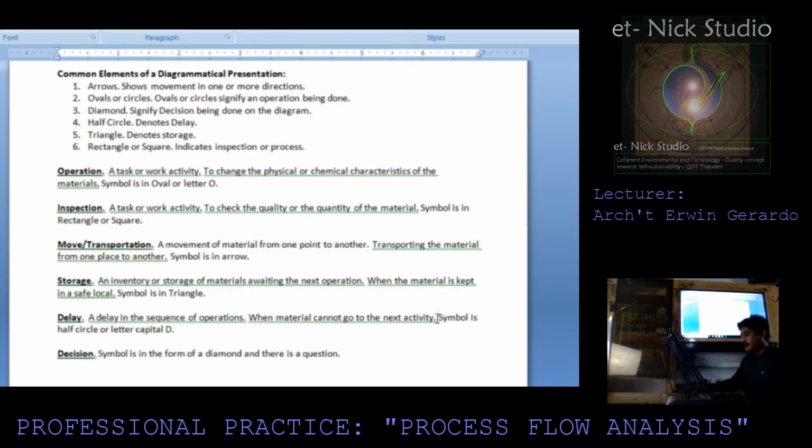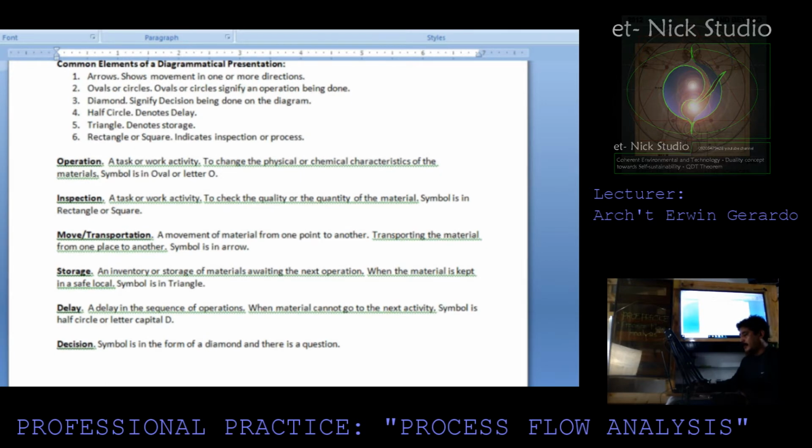Decision. The symbol is in the form of a diamond, and there is a question that needs to be elaborated. It is answerable by yes or no.